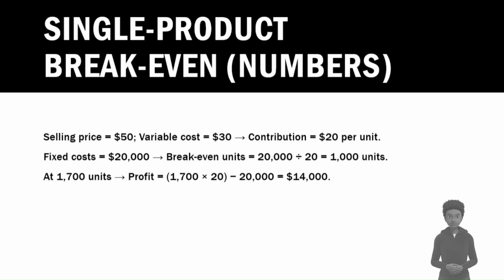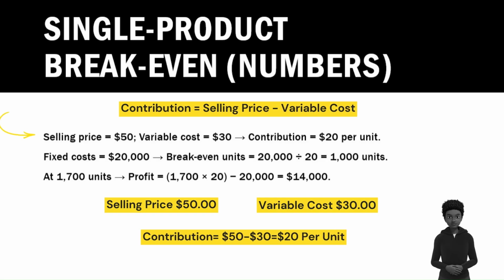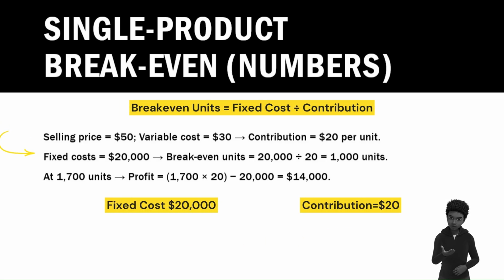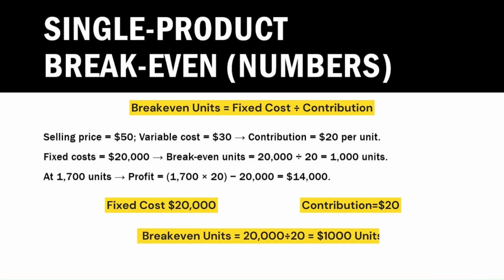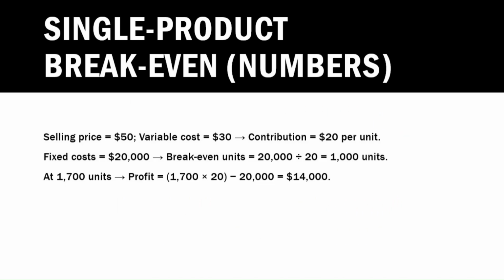Single product break-even. Let's take an example. Selling price equals $50. Variable cost equals $30. Contribution equals $20 per unit. Fixed costs equals $20,000. Break-even units equals fixed costs divided by contribution equals 20,000 divided by 20 is equal to 1,000 units. So, if the business sells 1,000 units, it covers all costs but makes no profit.